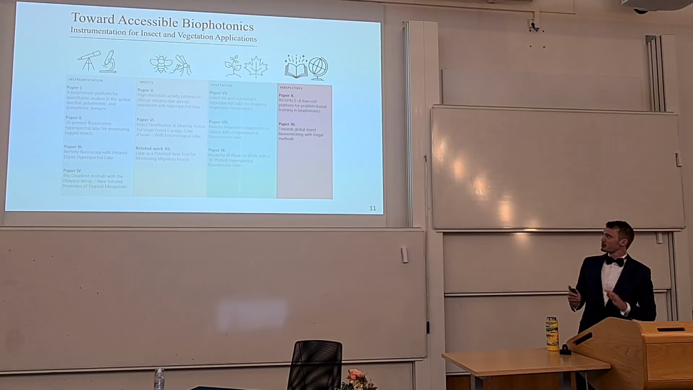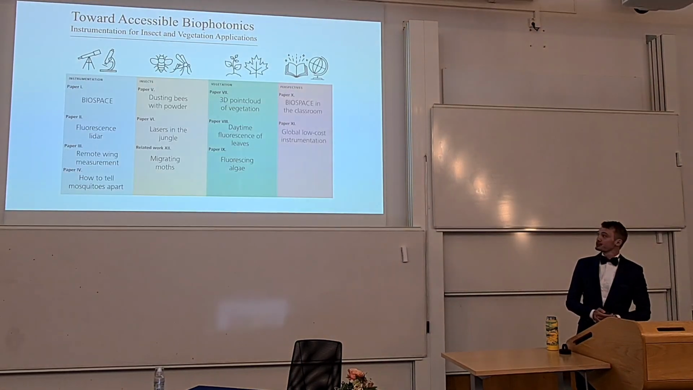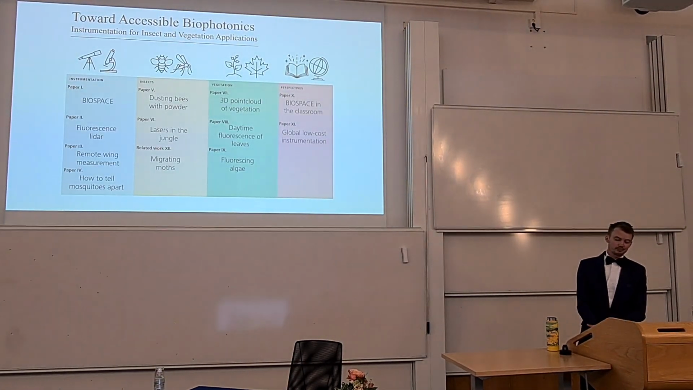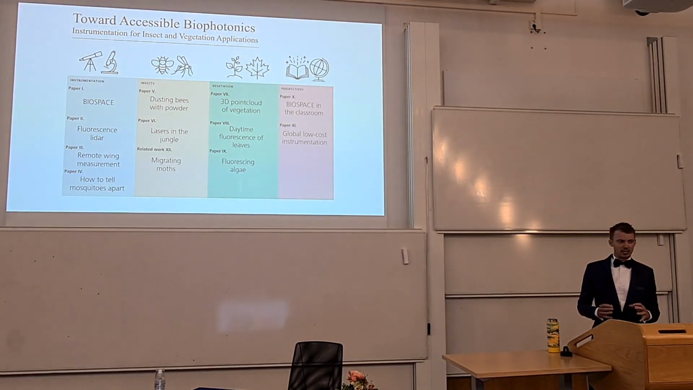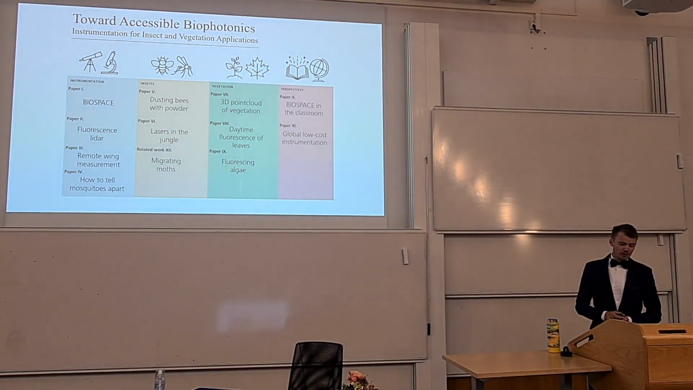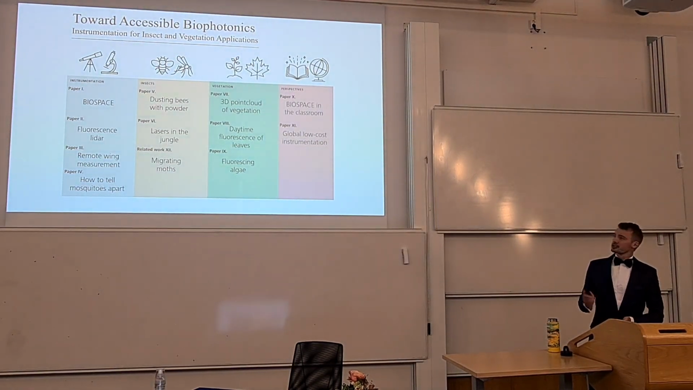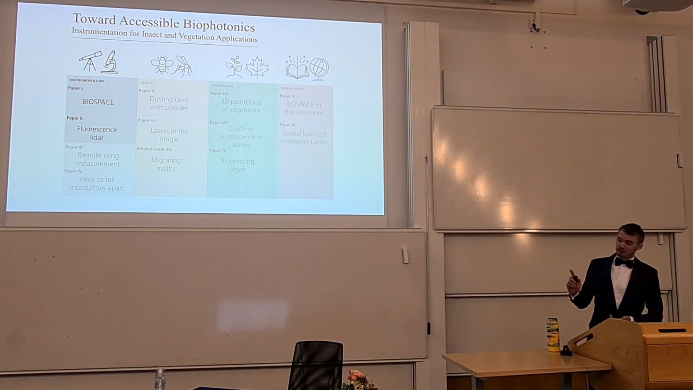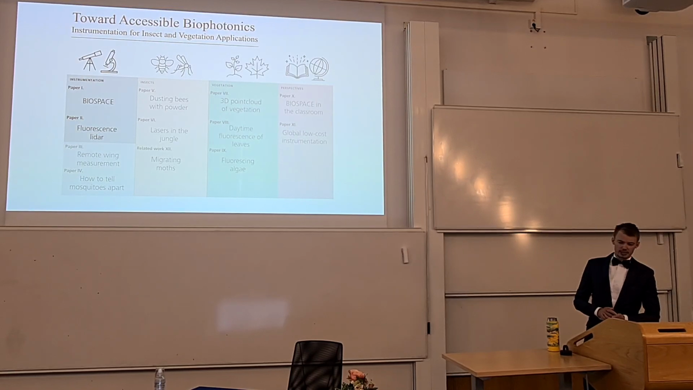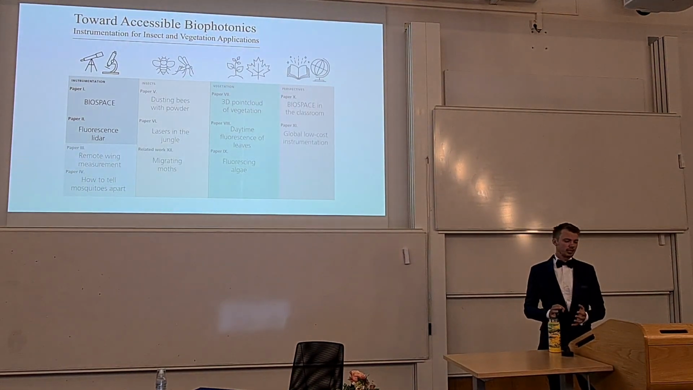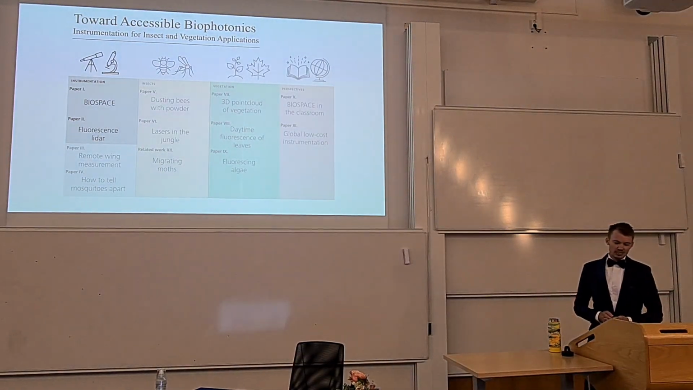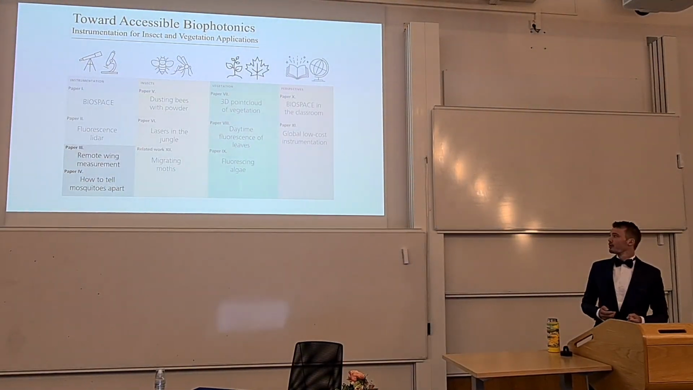So if we switch out the titles of these papers to some buzzwords, this is how it could look. So throughout this presentation, I'm going to go through a few of these papers more thoroughly. I will describe the instruments in papers 1 and 2, called Biospace and Fluorescence lidar, in quite some detail, because this is where I think my main contributions lie. And after that, I will go a bit briefer through some results.